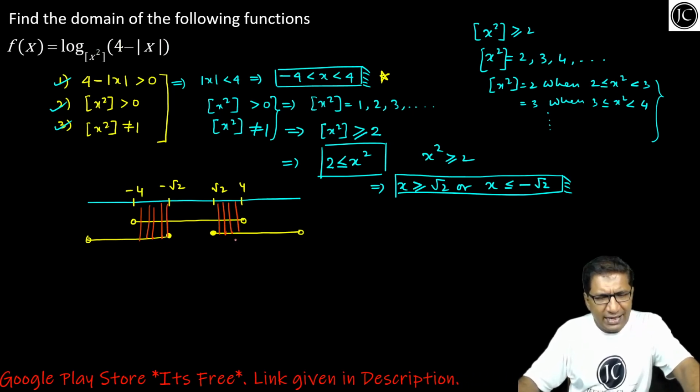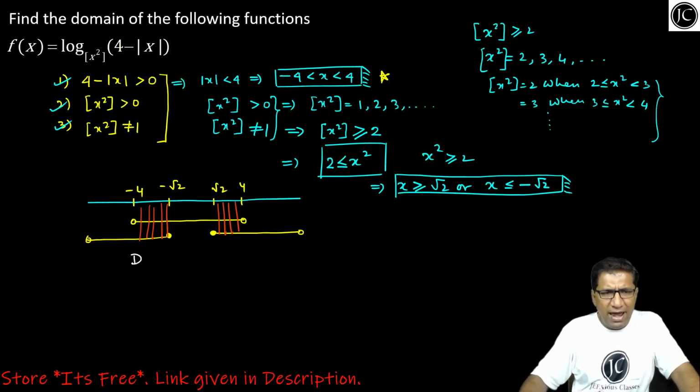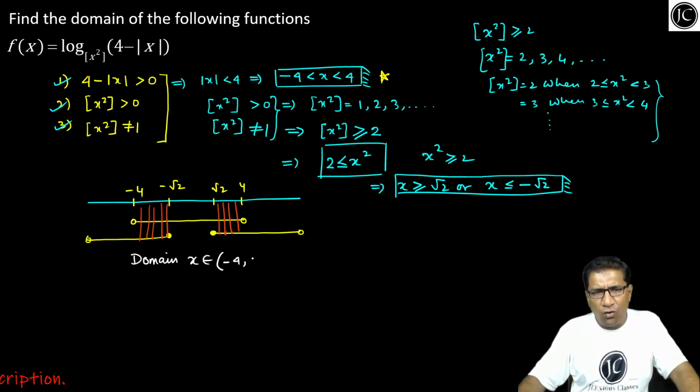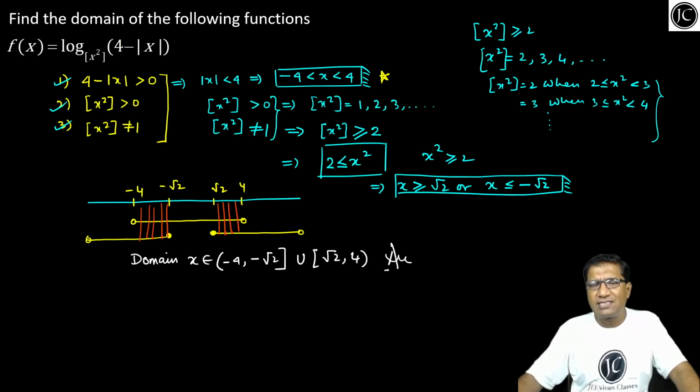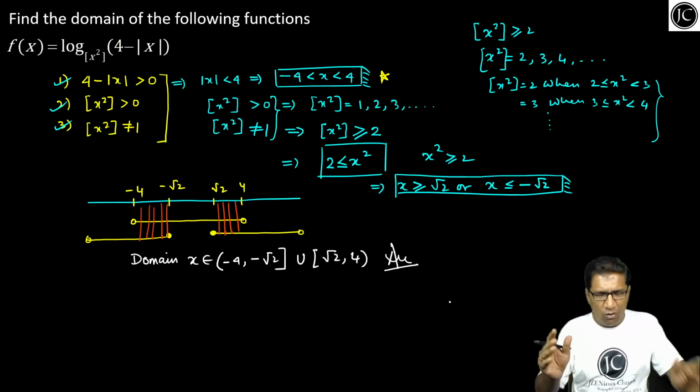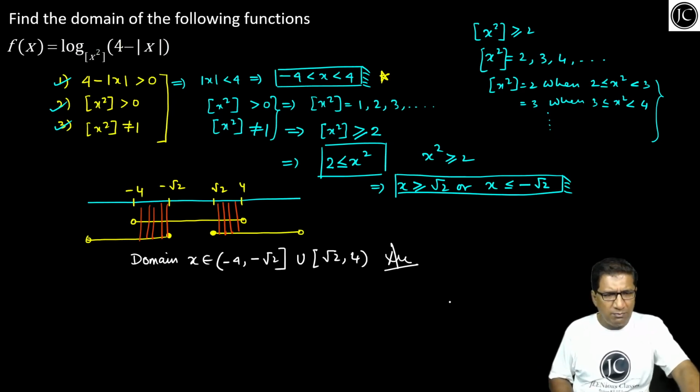So we will write that the domain for this function is open -4 to minus root 2 closed, or closed root 2 to open 4. And that's your domain. Is it clear to all of you? Absolutely. Okay. Let us just move to the next problem.